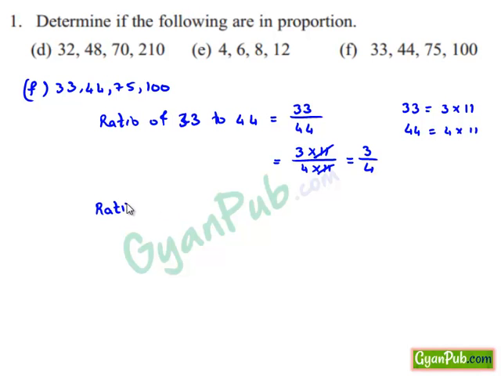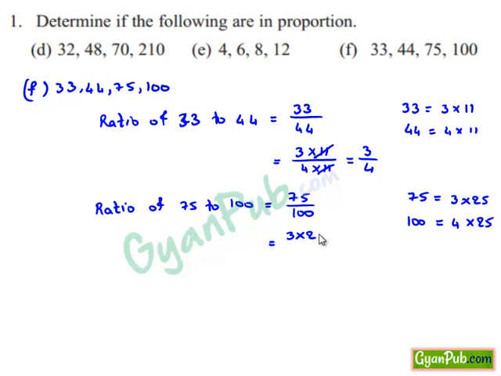Similarly, ratio of 75 to 100 is equal to 75 upon 100, and 75 is equal to 3 times 25, and 100 is equal to 4 times 25. So by rewriting the fraction, we get 3 times 25 upon 4 times 25. Here 25 in the numerator and 25 in the denominator gets cancelled, which gives the ratio of 75 to 100 as 3 upon 4.